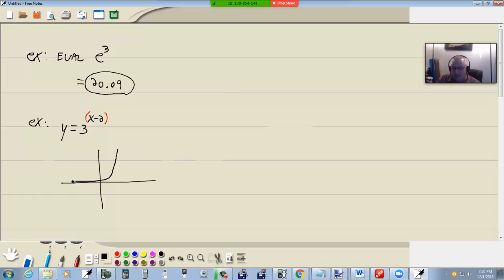Now, they never just stop. It keeps going forever, skimming the x-axis, getting really close to it, but never touching it, never crossing it. It's actually an asymptote. An asymptote is an invisible line your graph skims at some point.